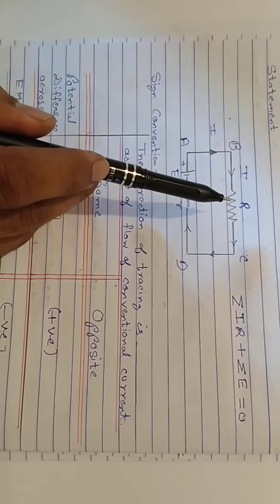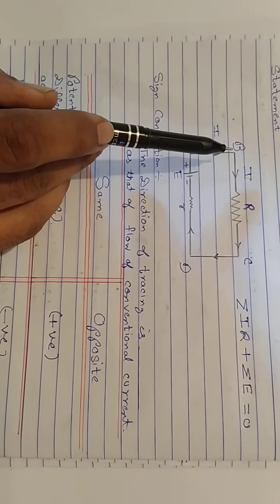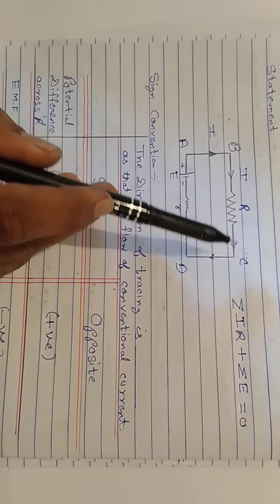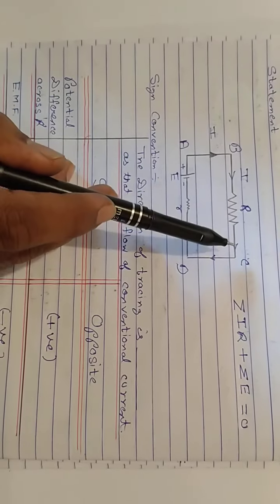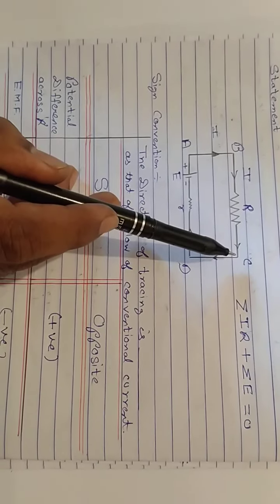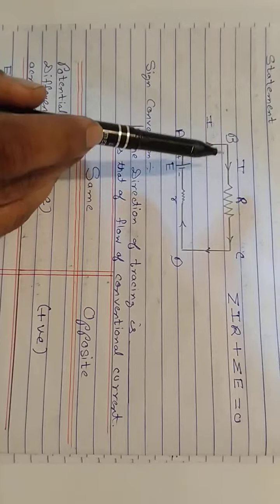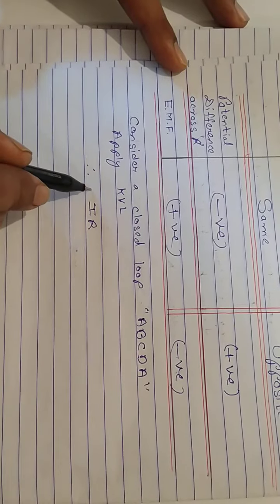Now I have to consider the sign. My direction of tracing is from B to C. What is the direction of flow of current? From B to C. So my direction of tracing and the direction of current are the same. Then the potential difference is negative. So the sign of this IR is negative.